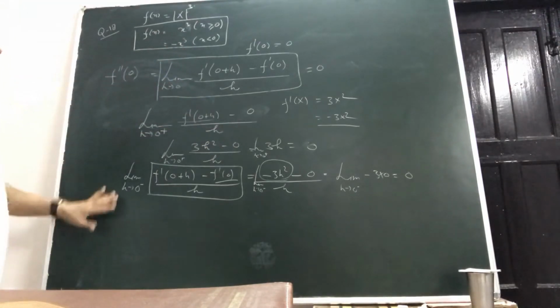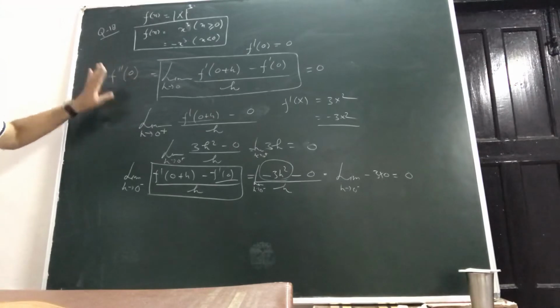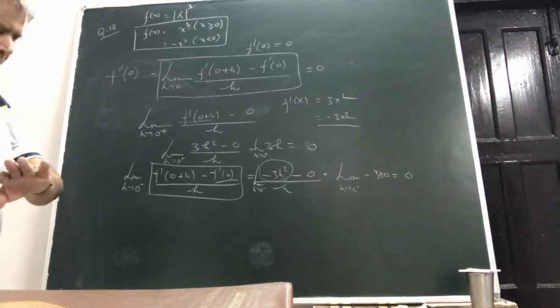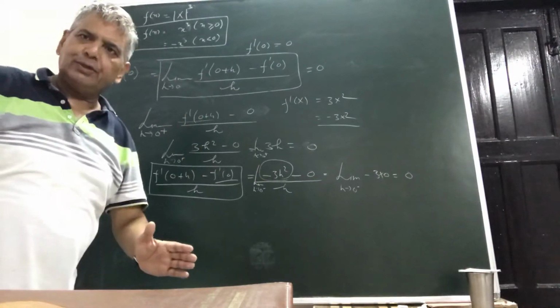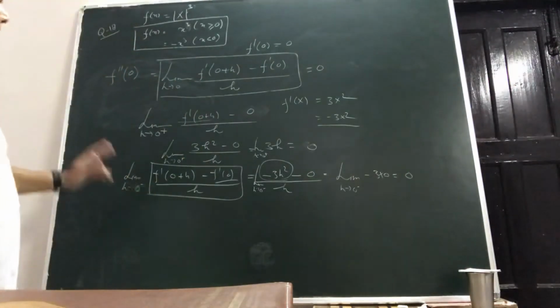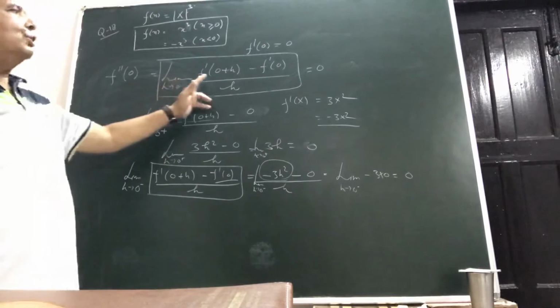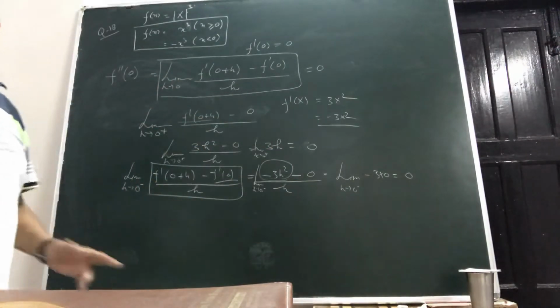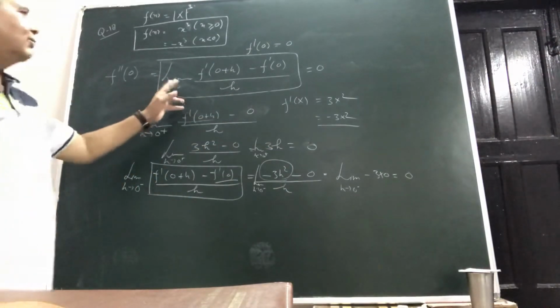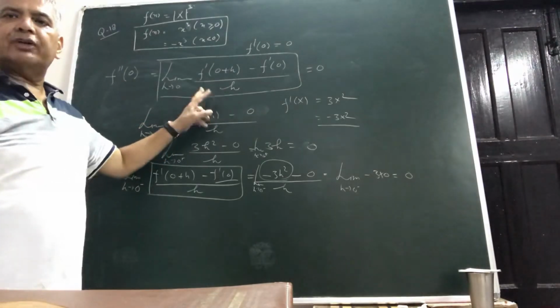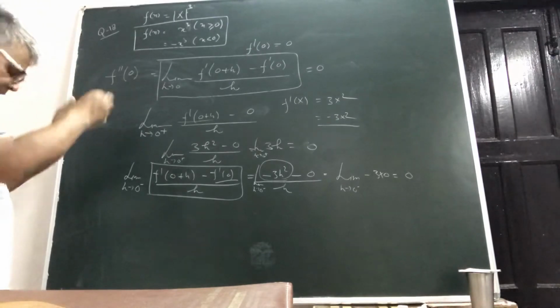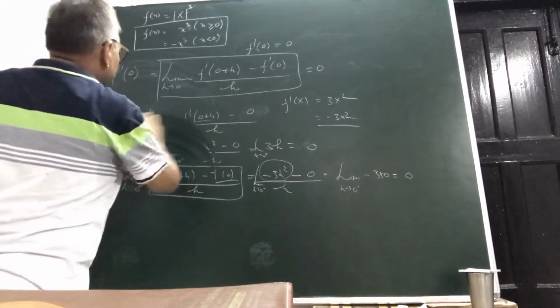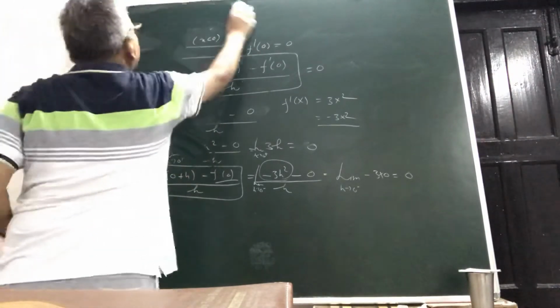So for showing that the second derivative exists, you had to first of all calculate the first derivative. You have to show that at 0 the first derivative exists, and then you had to calculate this particular limit for the left hand side and right hand side, and in both the cases you have to show that they are equal. In this particular case, it was 0. So this is how you are going to attempt question number 18.